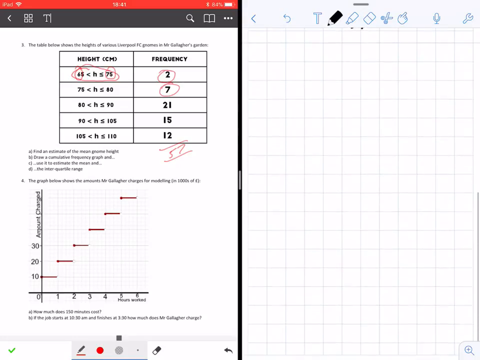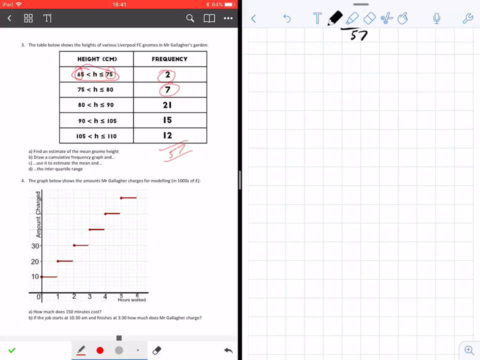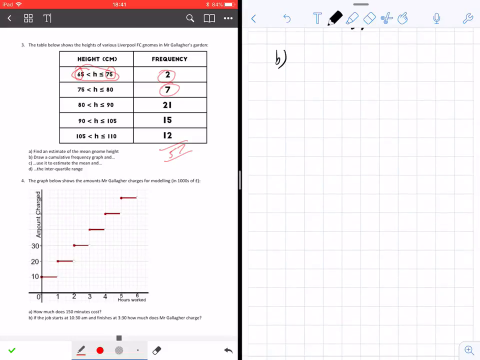For part B, the cumulative frequency curve, obviously mine is going to be a bit rough and ready because I'm not using proper graph paper or rulers, but anyway, we'll get the sort of general gist. So I'm thinking about this. First of all, my total frequency is 57, so I need to go up to maybe 60. So I'm going to use 5s.